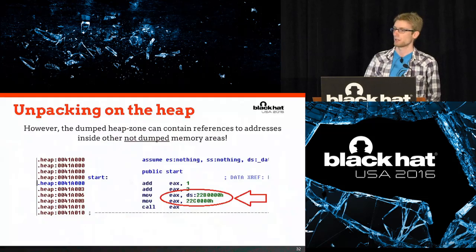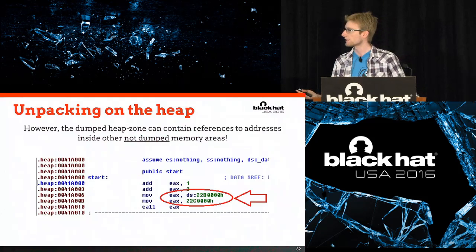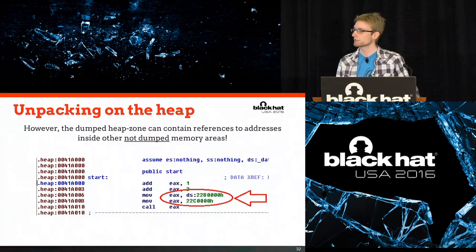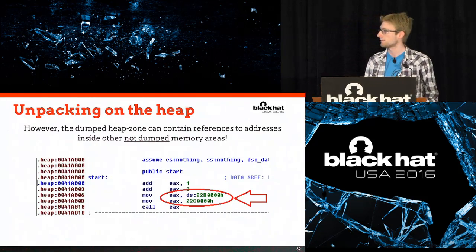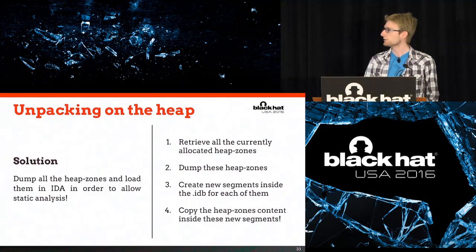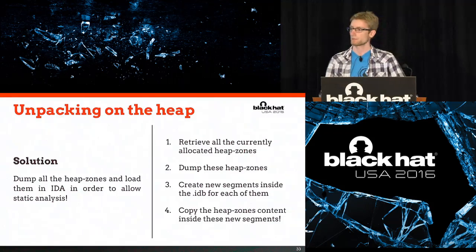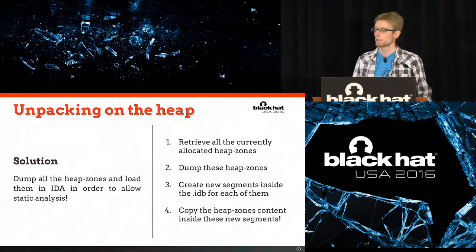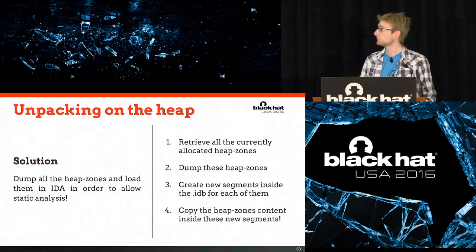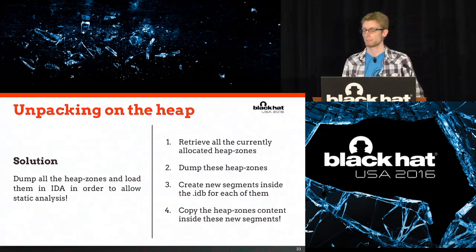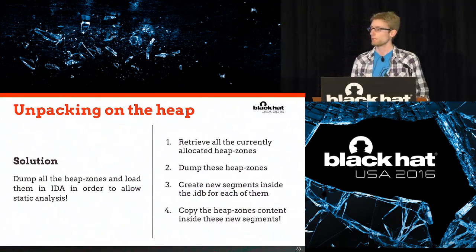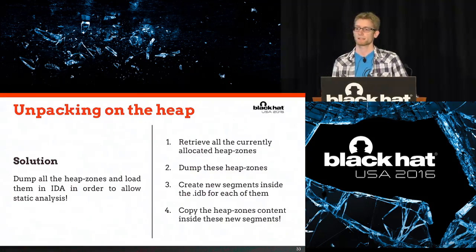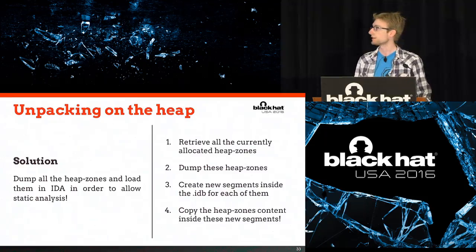However, we noticed that when we try to analyze this result, IDA was not able to resolve some references because they are pointing to memory areas which have not been dumped. To solve these further issues, when we detect that the W XOR X rule is broken, we retrieve all the heap allocated memory areas and we dump them. In order to avoid dumping the same memory area twice, we check the MD5 of its content and we dump it only if we detect that this is a new one or a modified one.